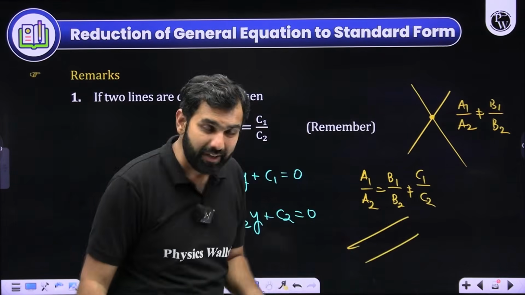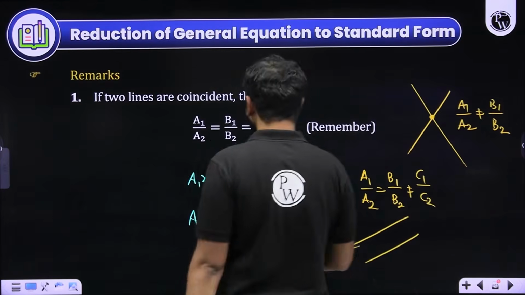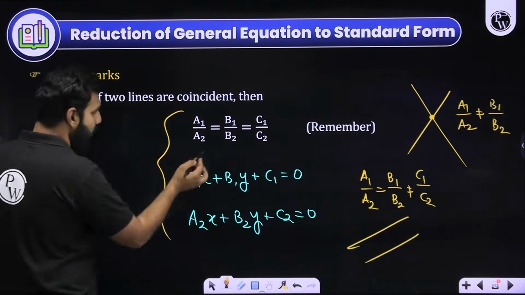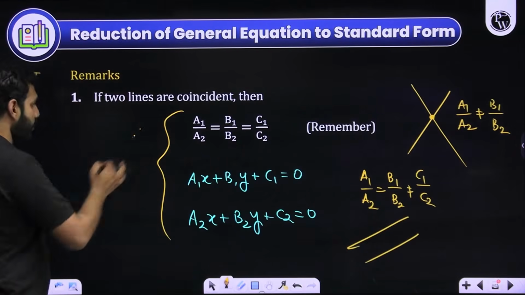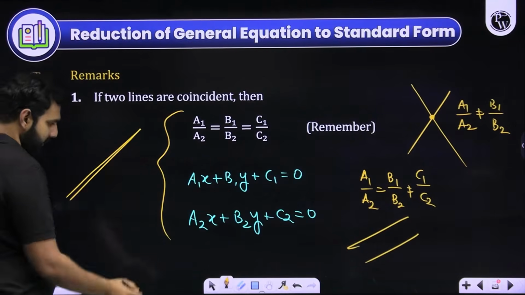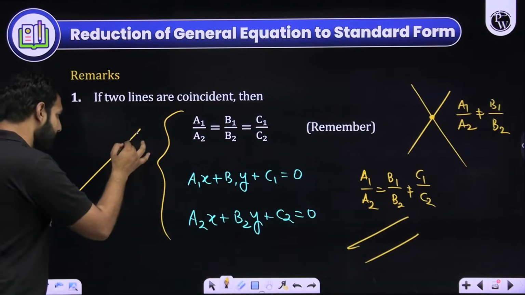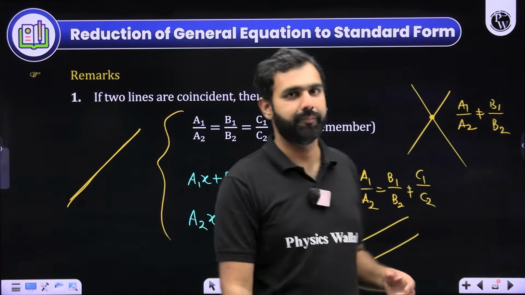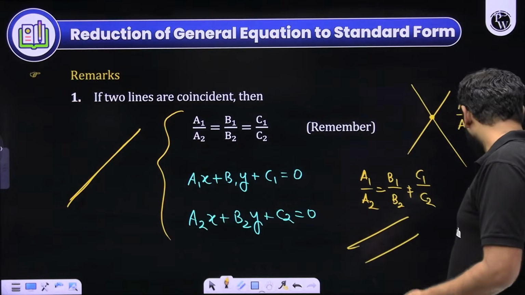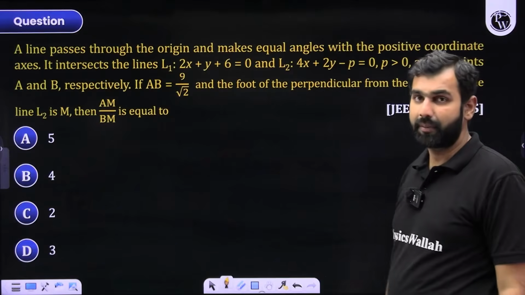But if c1 and c2 are also equal, that is a1 upon a2, b1 upon b2 and c1 upon c2, all three ratios are equal, then we say the lines coincide, which means there is only one line. There is no other line. That other line is also lying on that same line. Basically, it is the same line. I hope you're understanding it. So that is the scenario which we have already discussed previously as well.